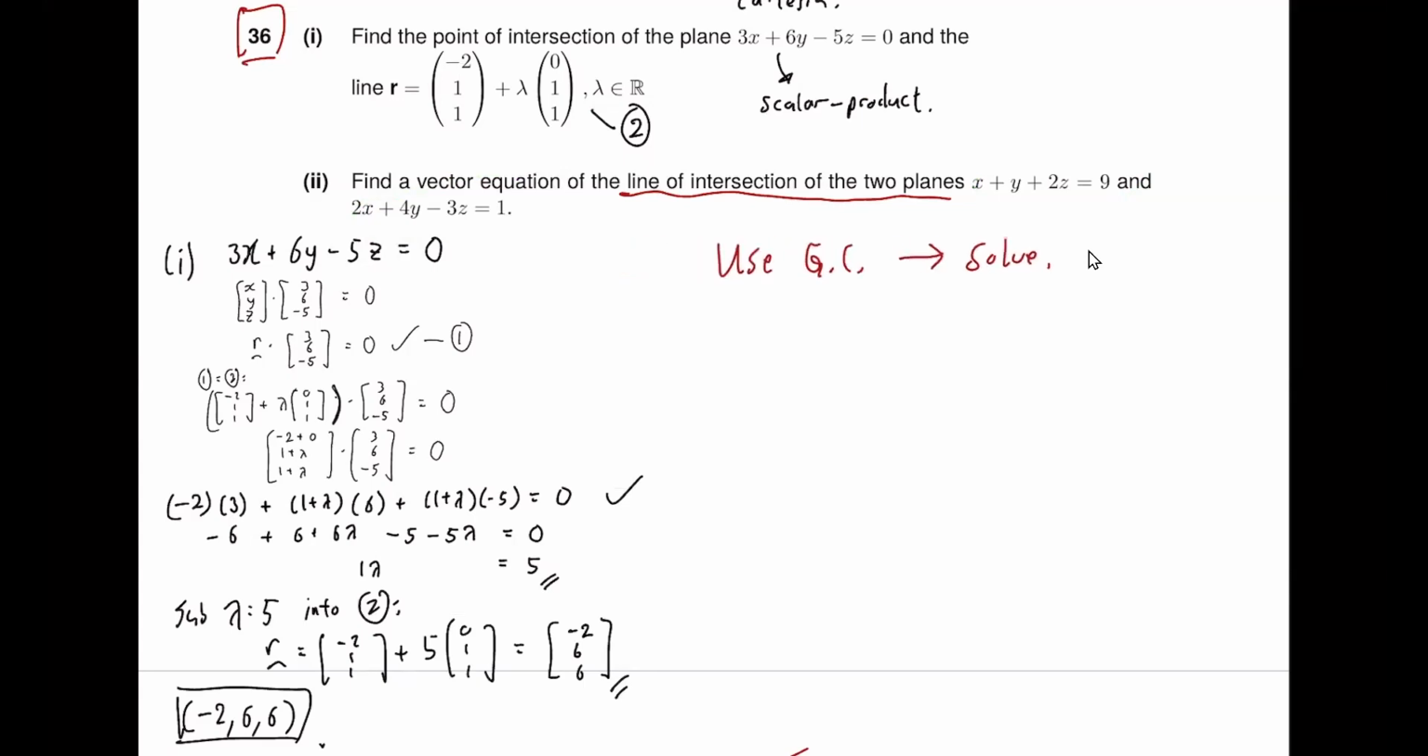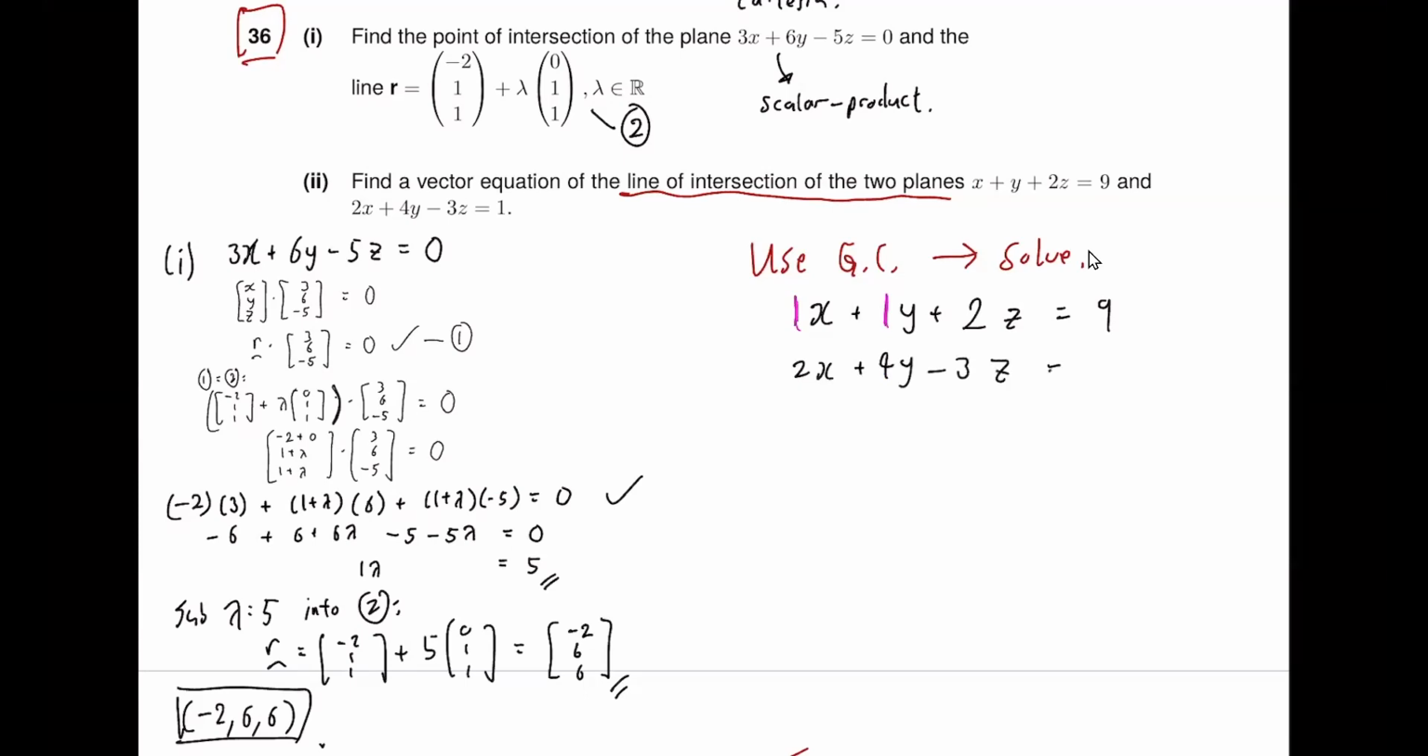So what you need to do is to make sure that you align the equations. x plus y plus 2z, invisible 1 here, invisible 1 there, equals 9. Second equation, 2x plus 4y minus 3z equals 1. So 2, 4, minus 3, 1, 1, 2. This is 2 equations in 3 unknowns.